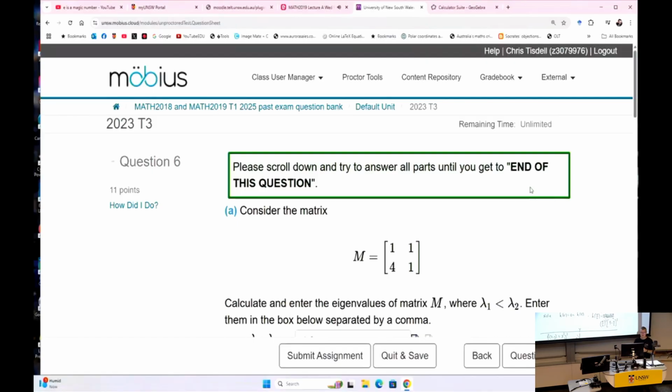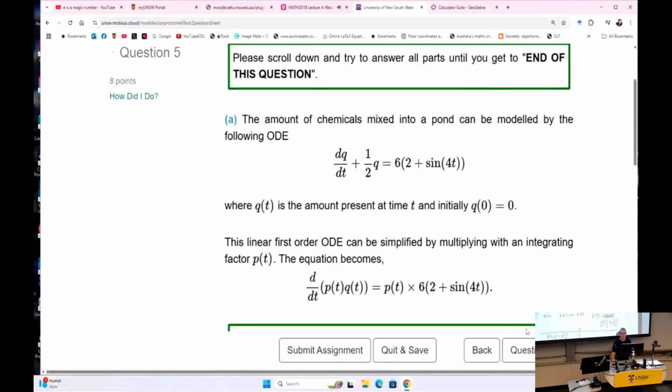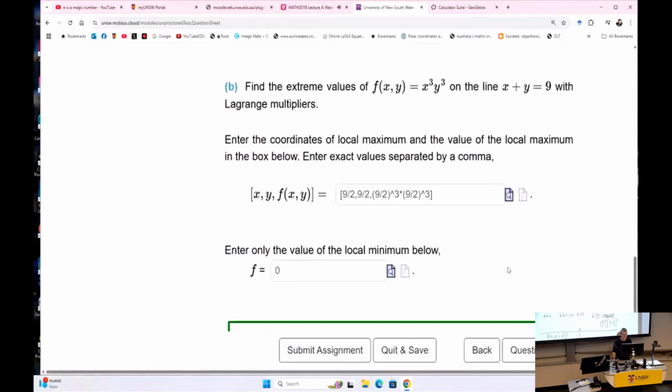Oh, what happens if you wanted to do it using Lagrange? Well, that's okay too. Let me put that up. What happens if you wanted to use Lagrange? No problem, we can do that. If you wanted to do Lagrange, then you would do something like this.